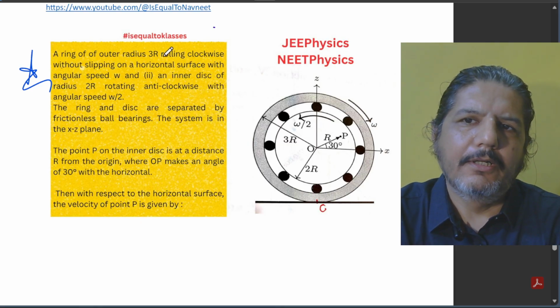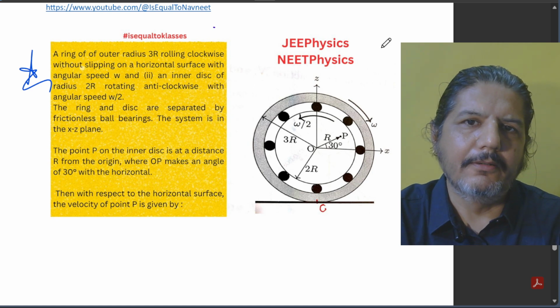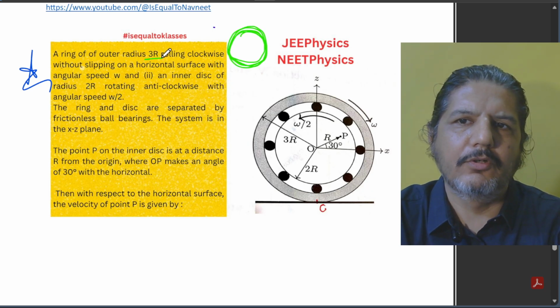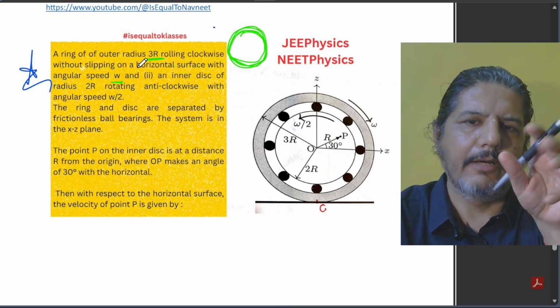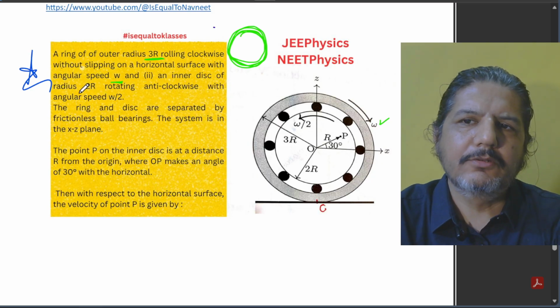A ring of outer radius 3r rolling clockwise without slipping on a horizontal surface with angular speed omega. So, this is the outer ring. I'll draw it here. So there is an outer ring which has a radius of 3r and it is rotating in the clockwise direction with angular speed omega. This is mentioned here. An inner disk of radius 2r rotating anti-clockwise with angular speed omega by 2.